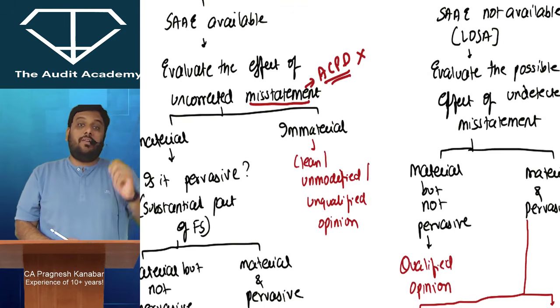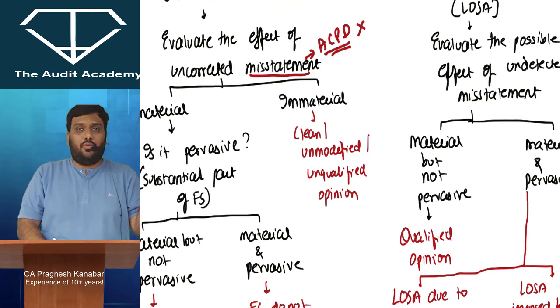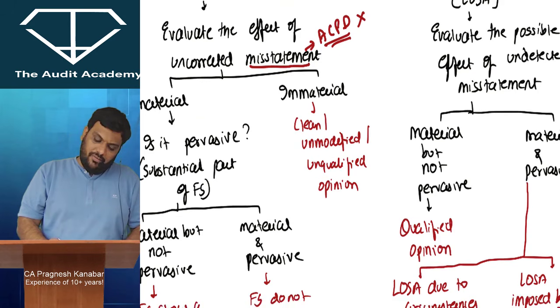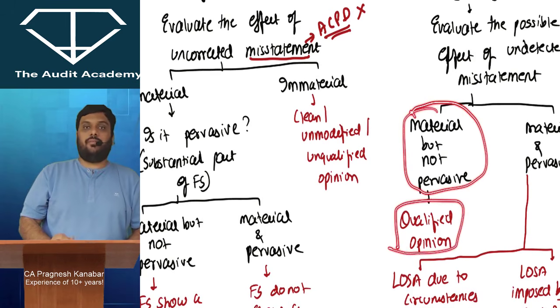What will be the impact on opinion? See, if inventory is just 4% of total assets, and the possible effect of undetected misstatement is material but not pervasive, we will stick to a qualified opinion.